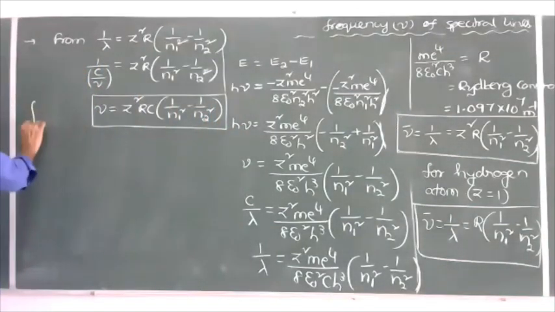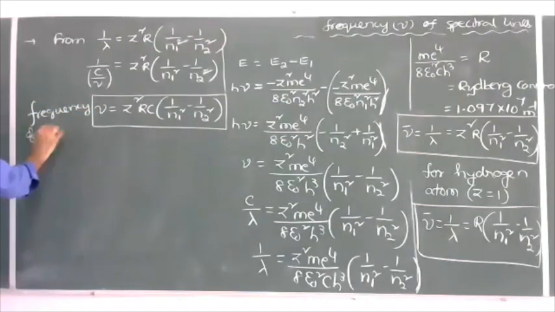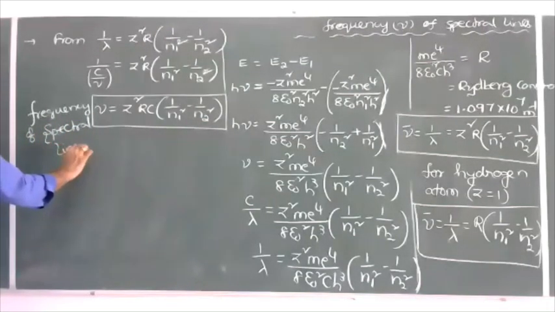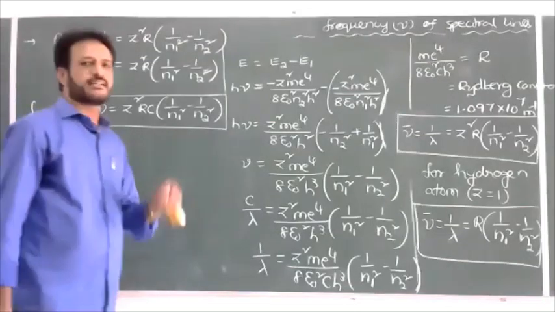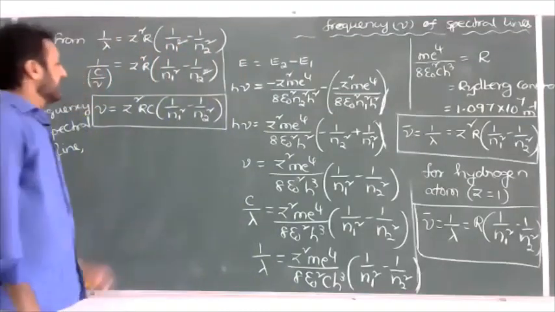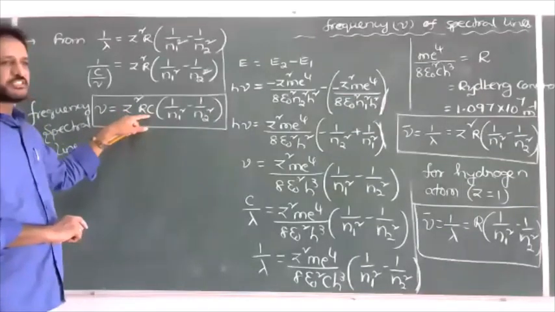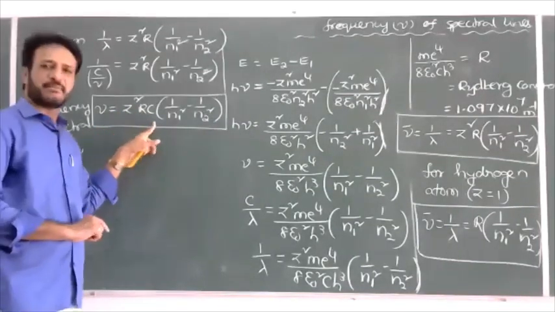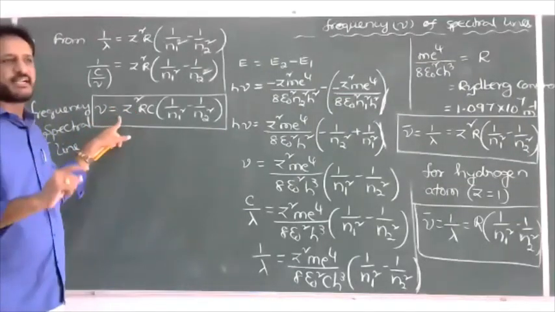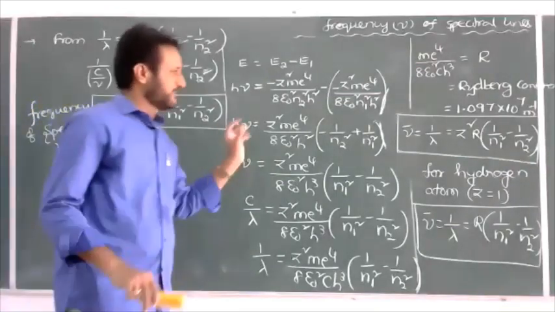It is the formula for the frequency of spectral lines. Nu is equal to z square R c into 1 by n1 square minus 1 by n2 square. n1 and n2 are the principal quantum numbers of the lower and higher orbits. C is the speed of light, already we know 3 into 10 power 8 meter per second. R is the Rydberg constant. Z is the atomic number of the given atom. And nu is the frequency. So practice these derivations carefully.